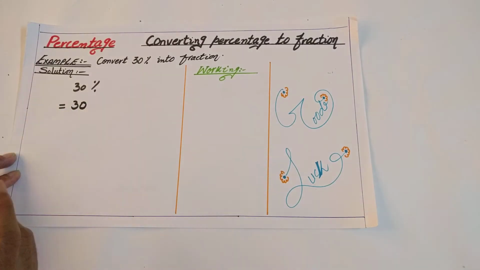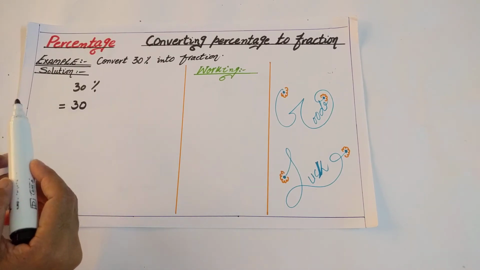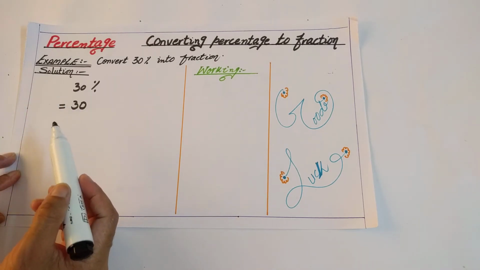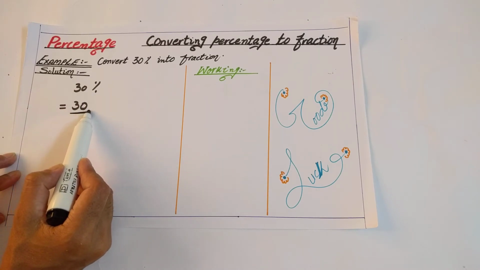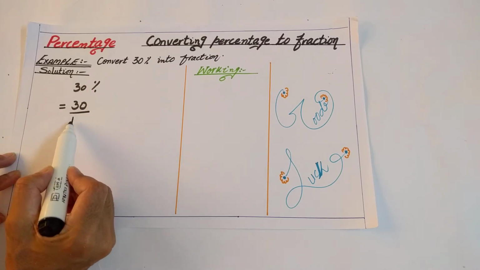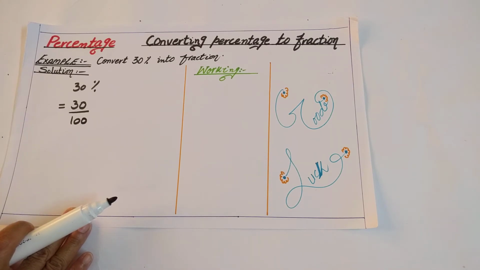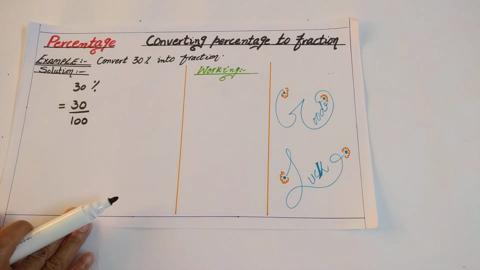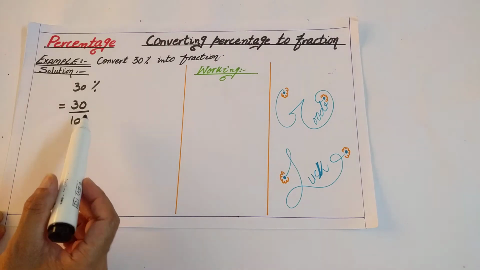Given number is 30. Now according to the steps, the percentage sign will be converted into 100 as a denominator. This number will be the numerator of the fraction, then the fraction line, and this percentage sign will be converted into 100 as the denominator of the fraction. Why? Because this percent sign means 100. Very easy. Now this 30% is converted into fraction.